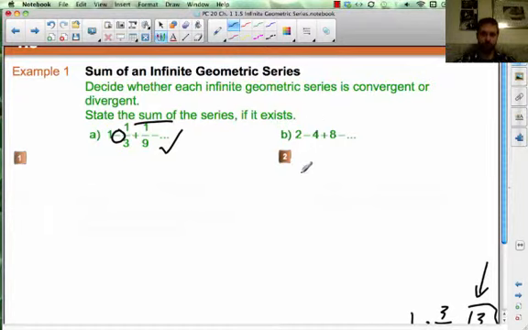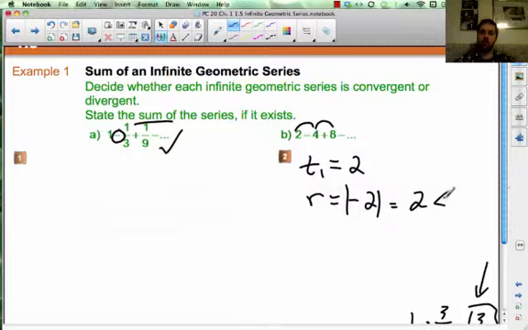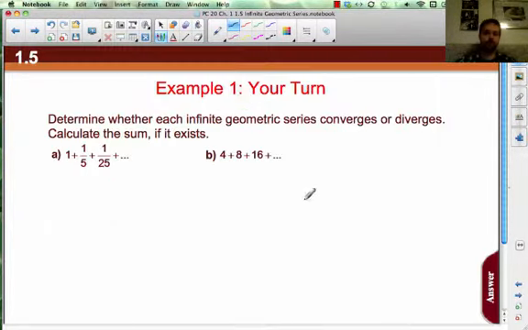Now this one, first term is 2, and your common ratio is -2. 2 times -2 is -4, and -4 times -2 is 8. And since the absolute value of this is 2, which is not less than 1, this is a divergent series, and it does not have a sum. So we will not be able to find the sum of that one.